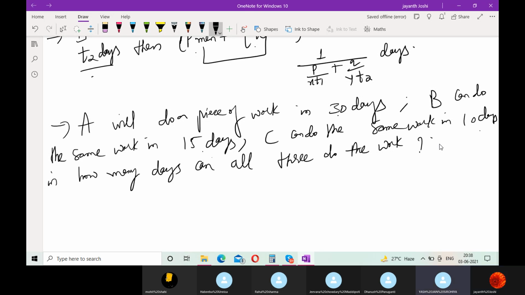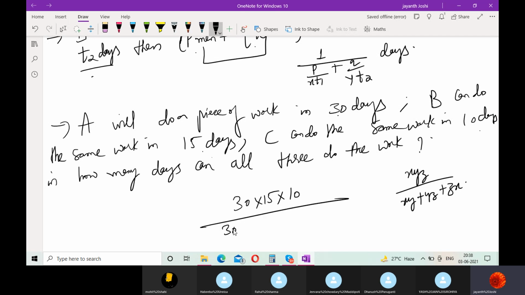Sir, 5 days? Yeah, 5 days. Good. So what is the formula applied here? XYZ by XY plus YZ plus ZX. So what will you do for this? 30 into 15 into 10 divided by 30 into 15 plus 15 into 10 plus 30 into 10.